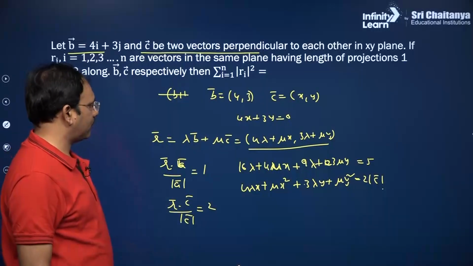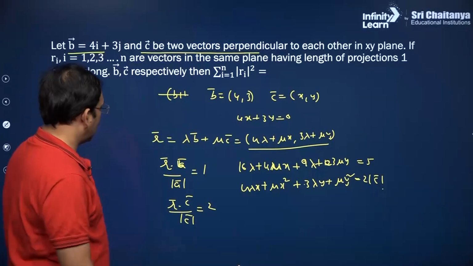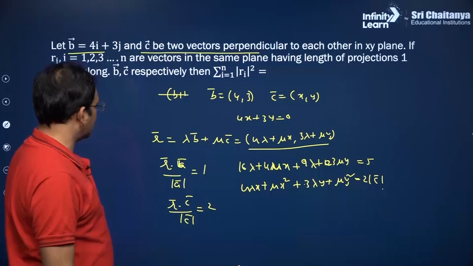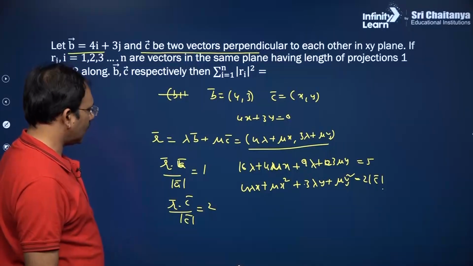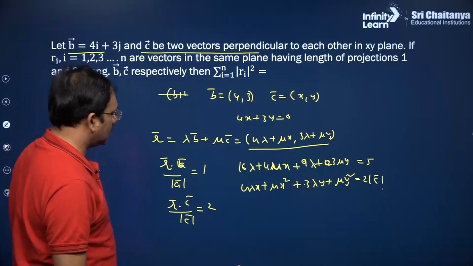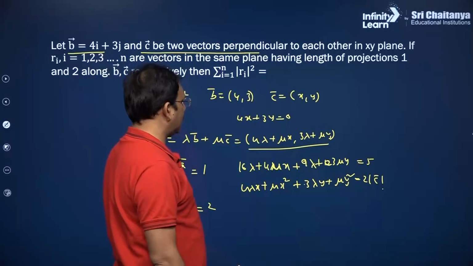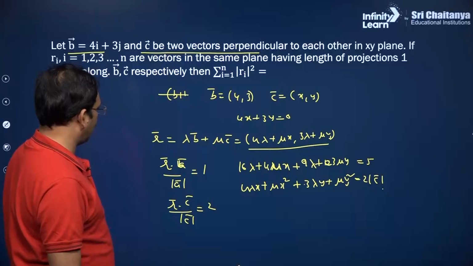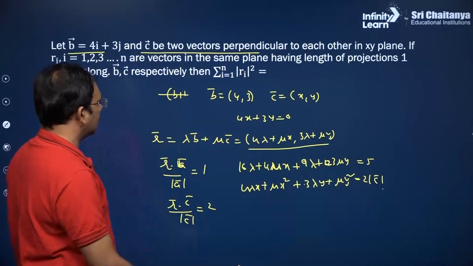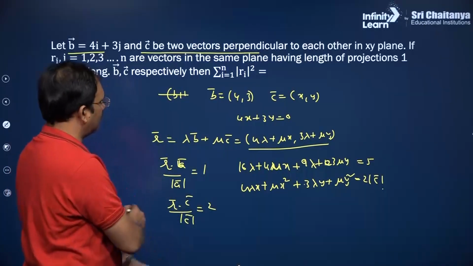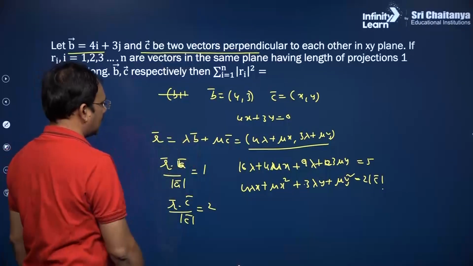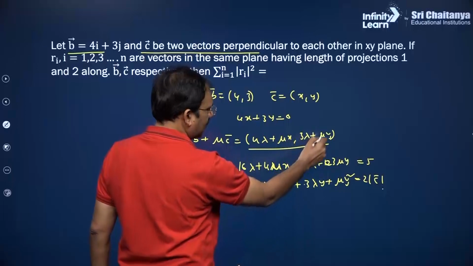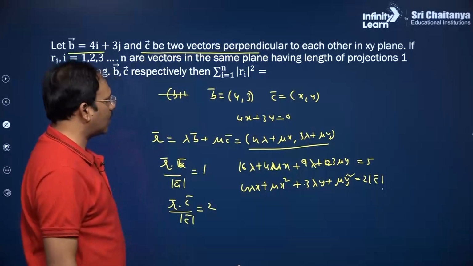So, these are the length of projections. From these, I can say r bar is some lambda and mu. From these are the two equations. From this we need to identify the magnitude of r bar square, that is, r bar square is nothing but 4 lambda plus mu x whole square plus 3 lambda plus mu y whole square, under root I want.